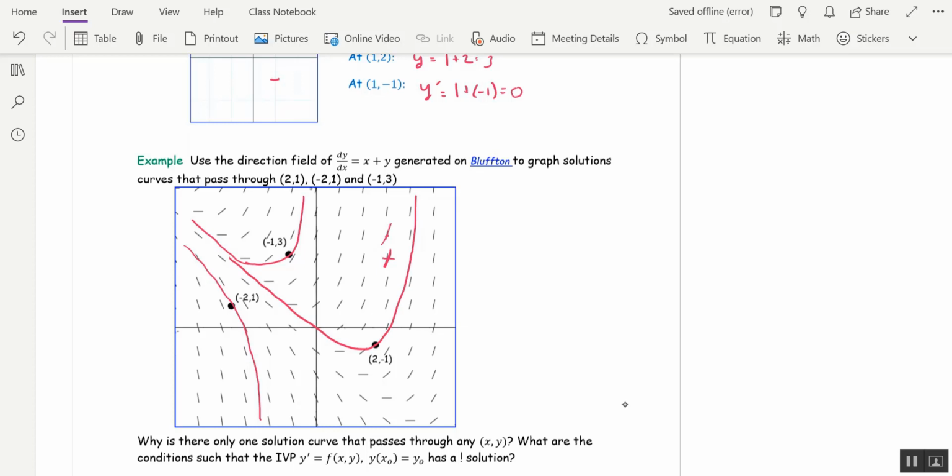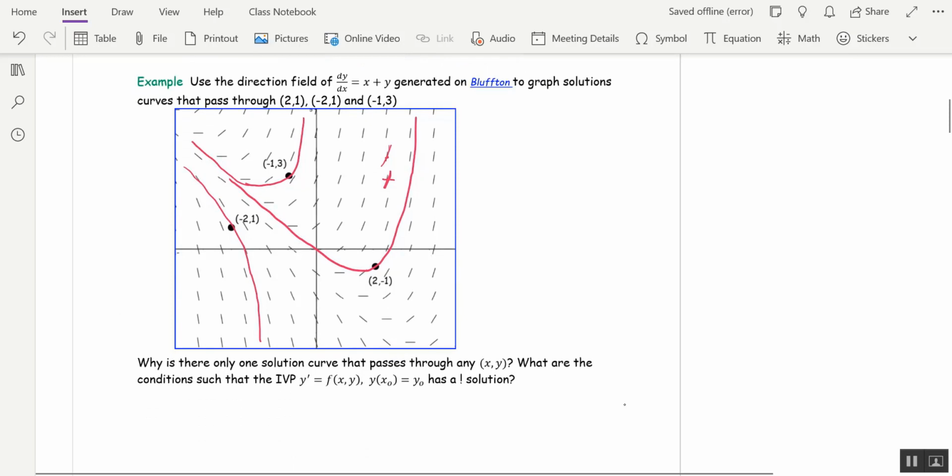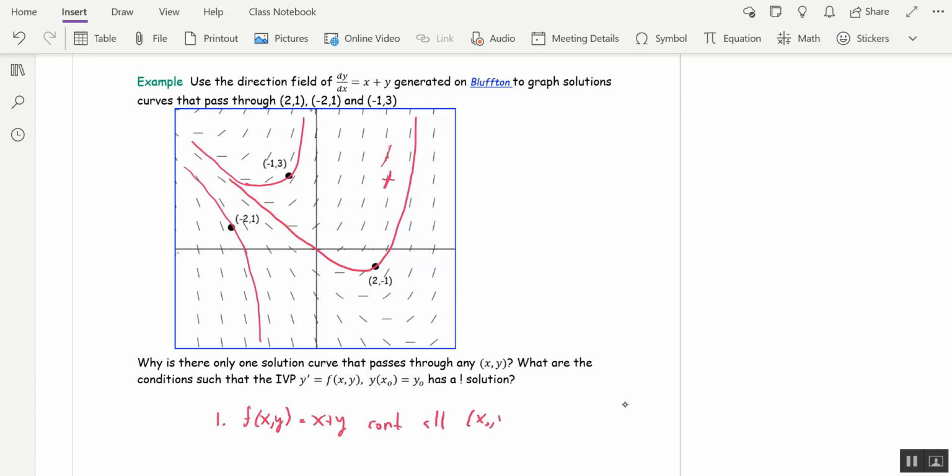How do I know that there's only one solution that passes through every point? Well, I know it from the last section, which is existence and uniqueness. Remember from the EUT theorem, if a differential equation looks like y prime equals f of x, y, and we have an initial point, when do we know we have a solution? When do we know it's unique? Well, one, the function f of x, y for us is x plus y. That's continuous for all x naught, y naught. So that means condition 1 of the EUT is satisfied at every point in the plane.